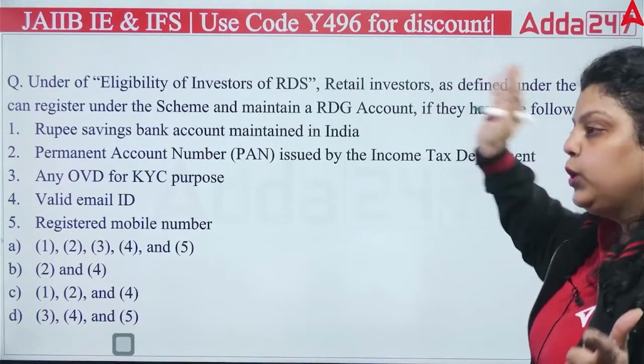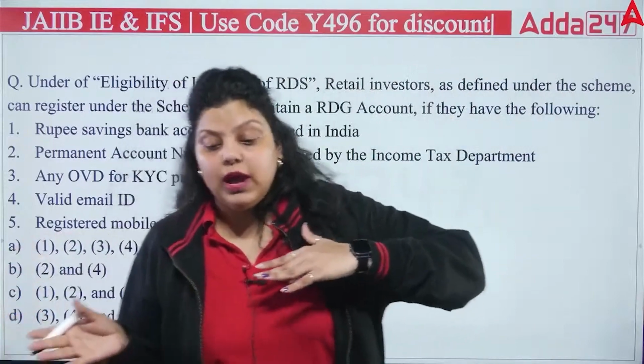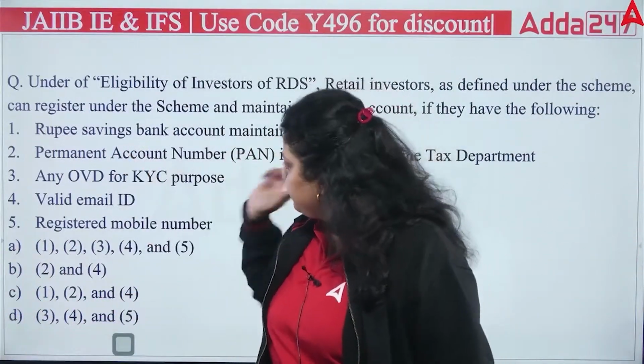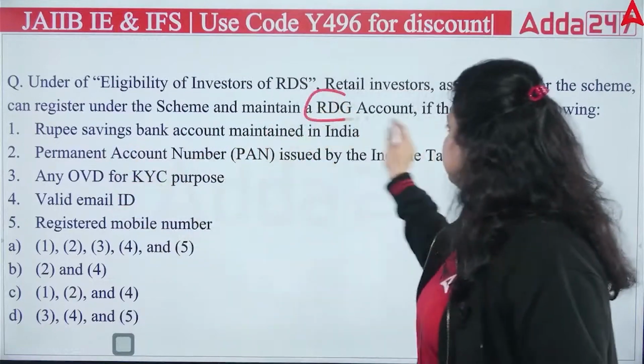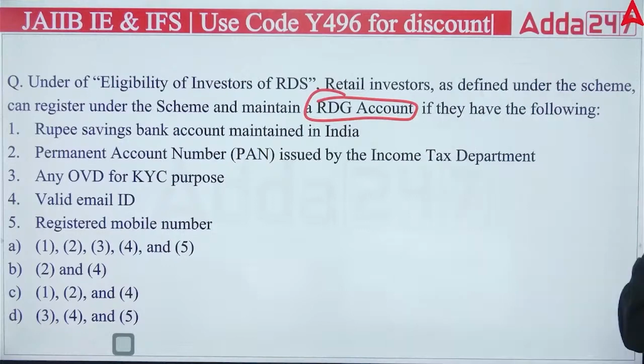If they want to become a participant in the RDS scheme, they have to have the Retail Direct Gilt account, that is the RDG account. Where is it? Here it is. That's the RDG account. If you want to invest, you have to have a Retail Direct Gilt account, and to have a Retail Direct Gilt account, there is certain documentation or certain criteria you have to follow.